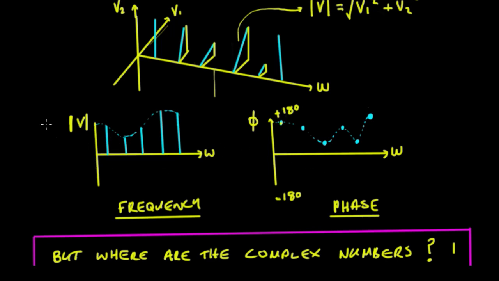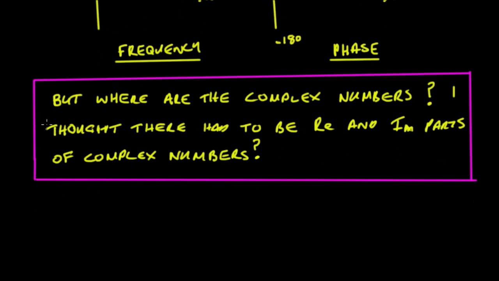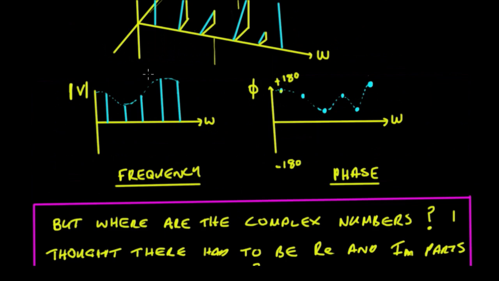Now, for anyone who's done some electrical engineering before, we're maybe looking at this and saying, well, yeah, that sounds reasonably familiar, possibly, but where are the complex numbers? You're looking at it thinking, I thought we had to be dealing with real and imaginary parts of complex numbers, and this axis here would be a real part and that would be an imaginary part, but I haven't got any of that here.